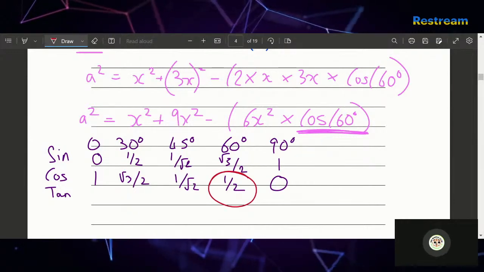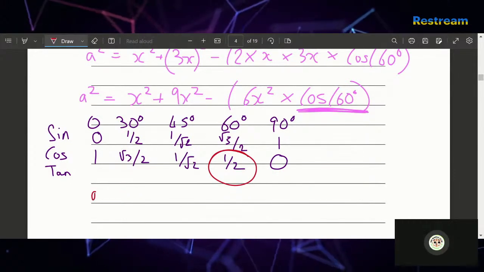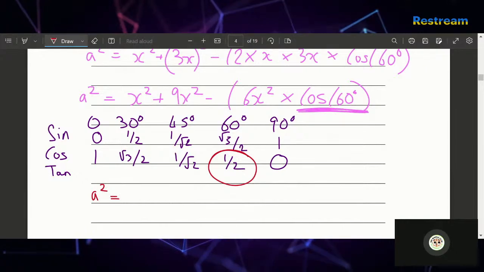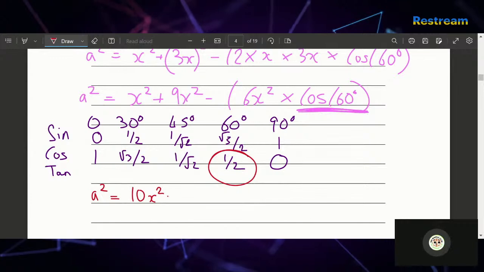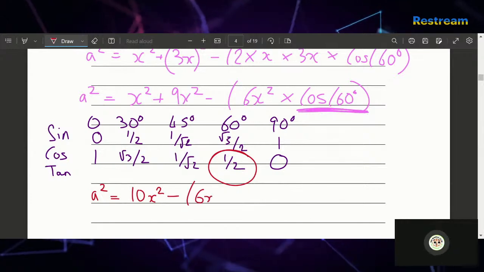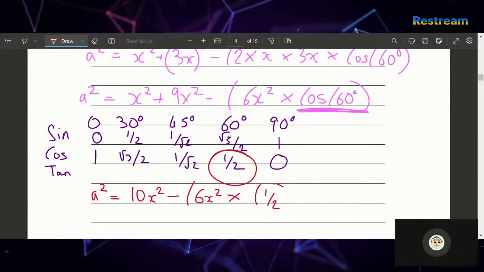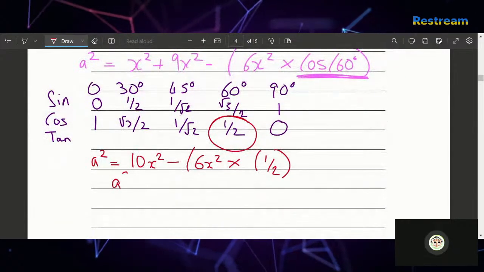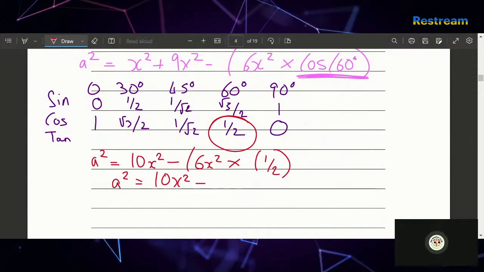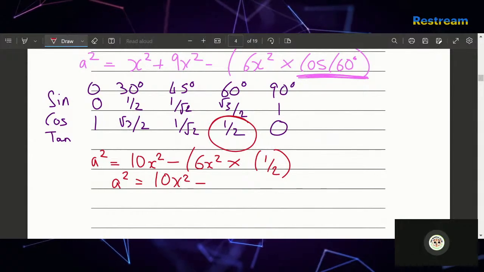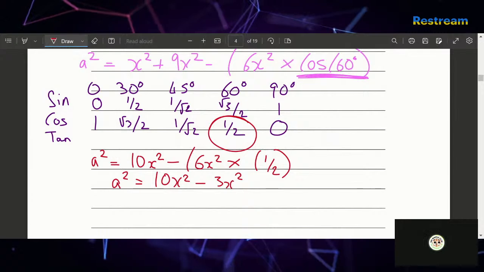So now we can put half into the equation and replace cos 60 with half. So we've got a squared is equal to x squared plus 9x squared, which is 10x squared, minus 6x squared times cos 60, which we now know is half. So a squared is now 10x squared minus 6x squared times half will give you 3x squared because you're just halving the value.